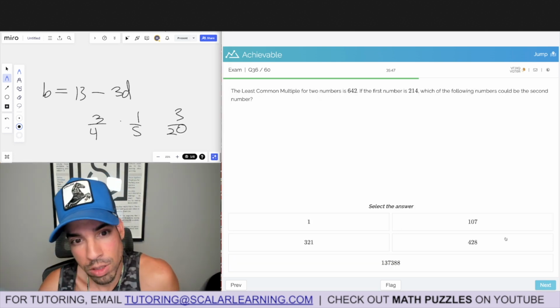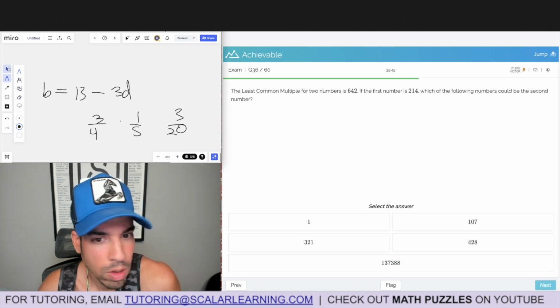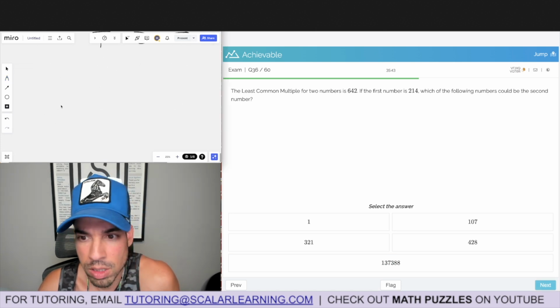Fractions of fractions. Here we go, 36. Least common multiple for 2 numbers is 642. First number is, oops, the first number is 214.